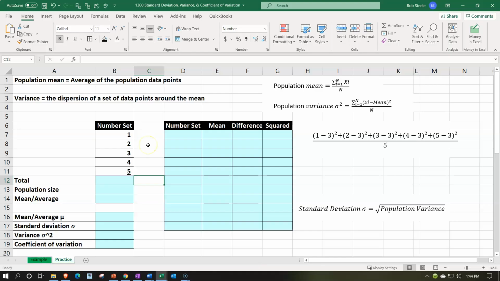Here we are in our Excel worksheet. If you have access to the Excel worksheet and would like to follow along, note that we are in the practice tab as opposed to the example tab. The example tab in essence being an answer key. We're going to apply some standard statistical analysis that will typically be applied to a data set.